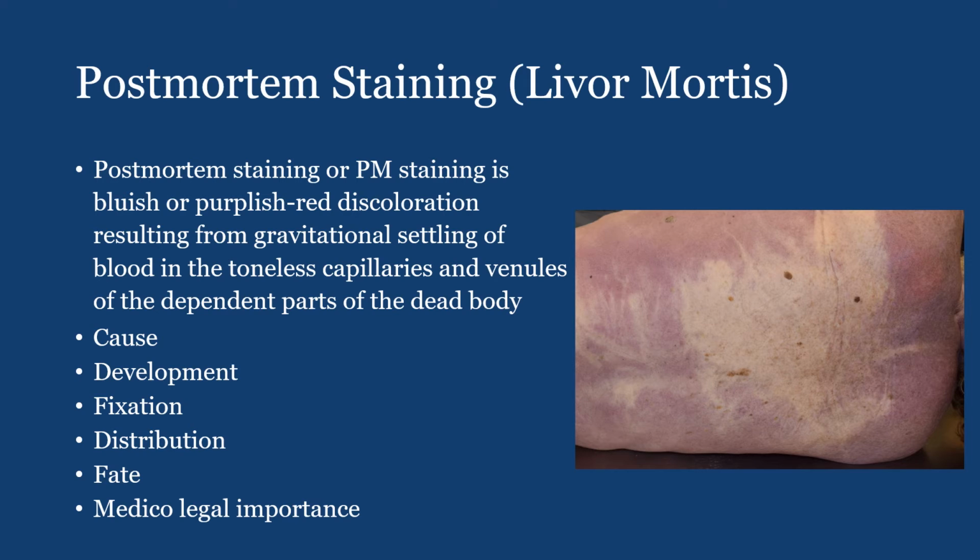Then coming to the distribution. As we have discussed, if the body is in the supine position, the color change will start right from the neck, go through the back, and then go to the limbs and the hands. When it is the prone position, it will start with the neck and the face, and it will pass throughout the body.